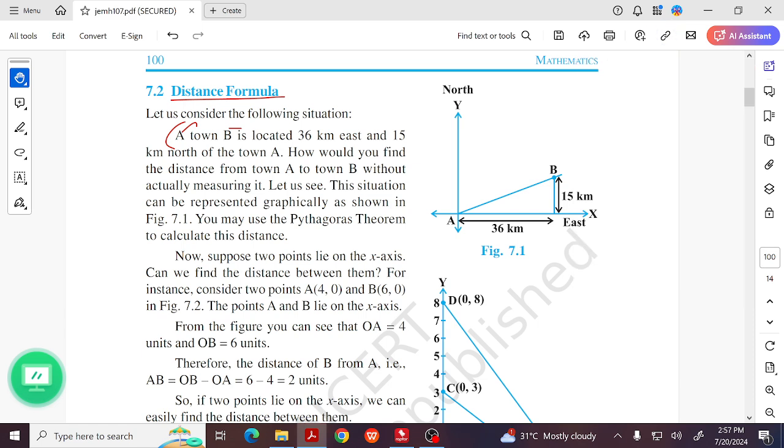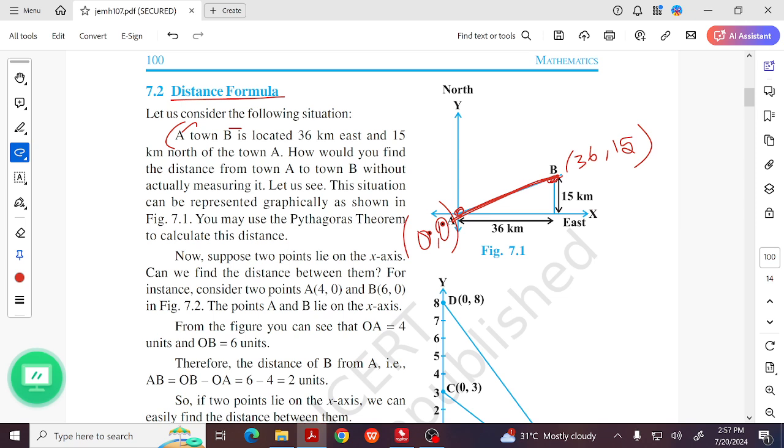There is a diagram. See, children. Town A they mentioned is the origin. Town B is mentioned as 36 comma 15. Origin in the sense 0 comma 0. That is what they are asking us to find. So what is AB now? Line segment. These things only they are asking to find in question number 2 in 7.1.